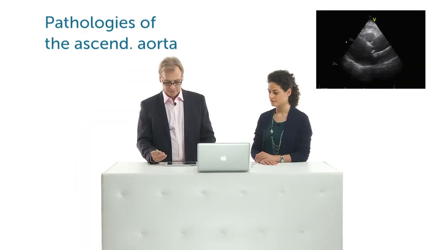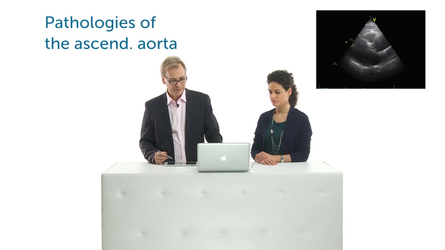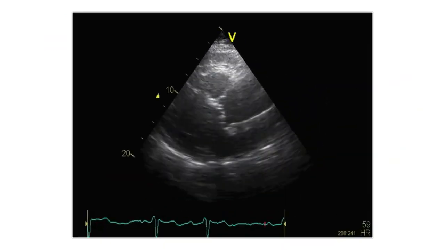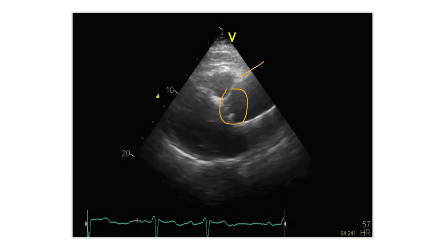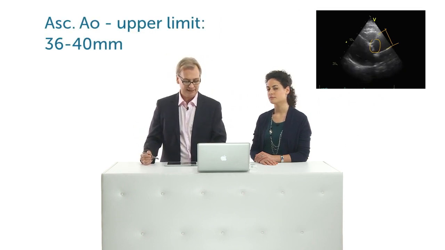But there's more to see in a parasternal long axis view. I want to show you a pathology which is closely linked to the aortic valve, namely the ascending aorta. If you look at this image right here, you will realize that not only is the aortic valve calcified, but we also have a dilated ascending aorta. We could actually measure it. And if it measures above 36 to 40 millimeters, we call it dilated.